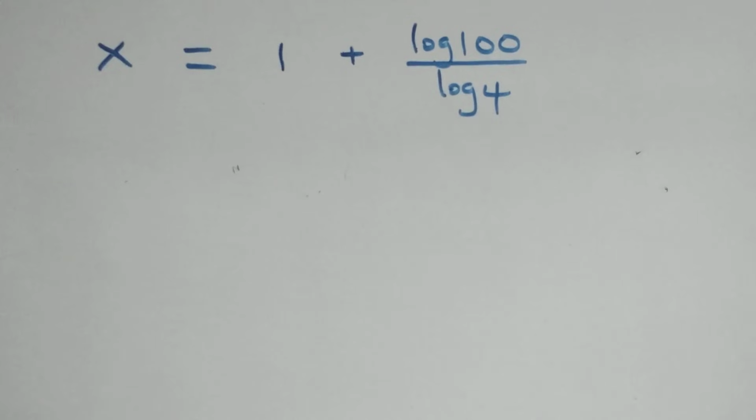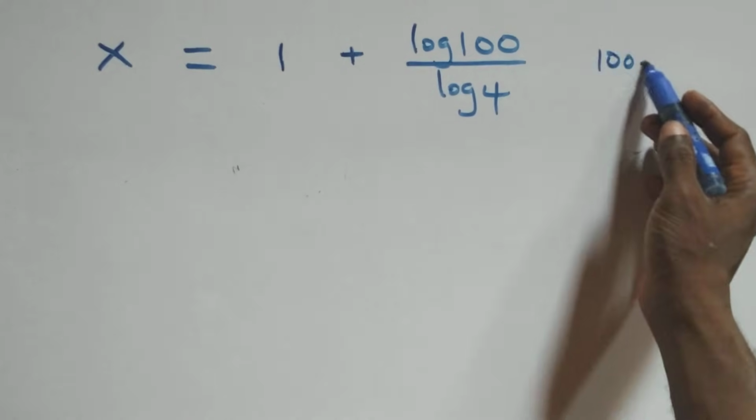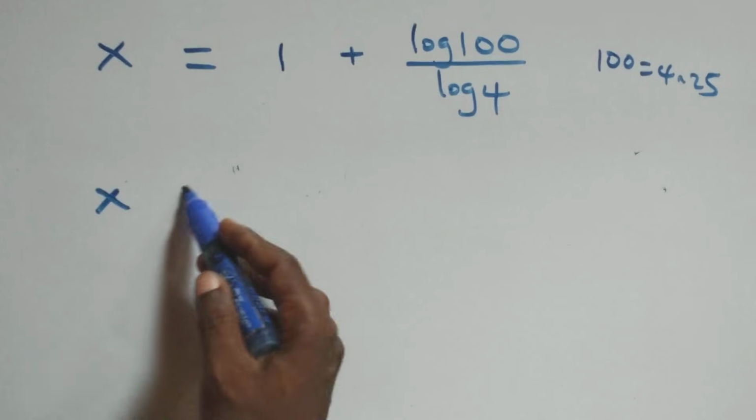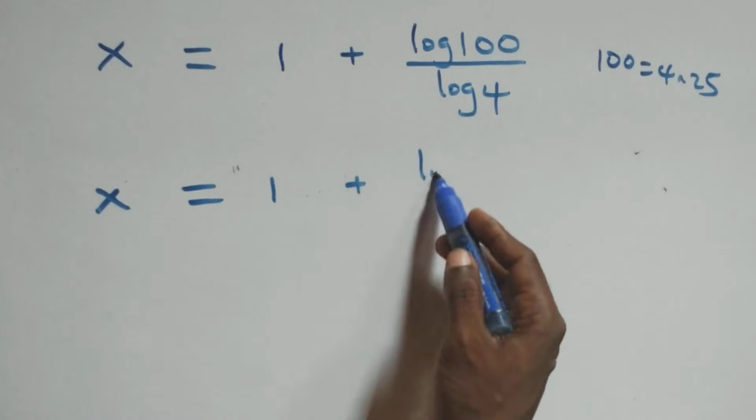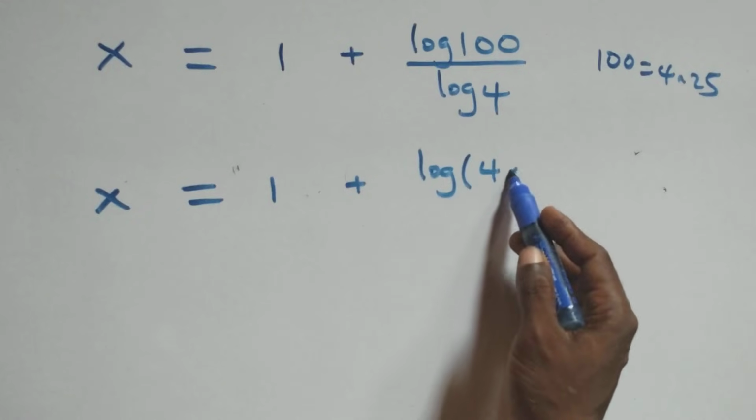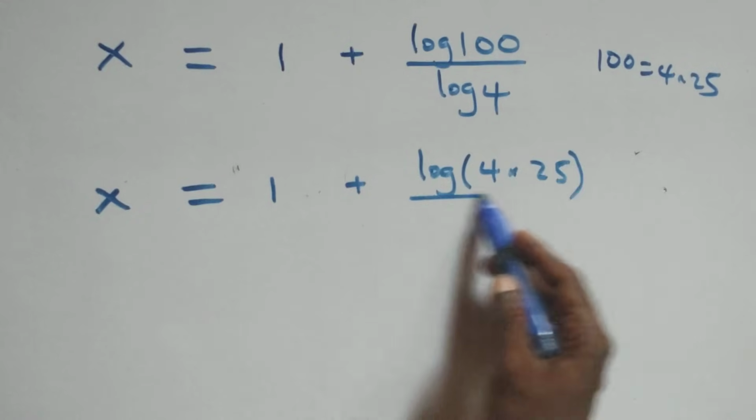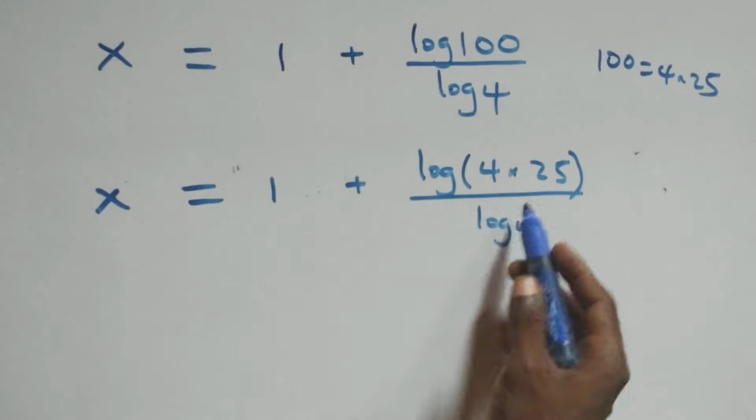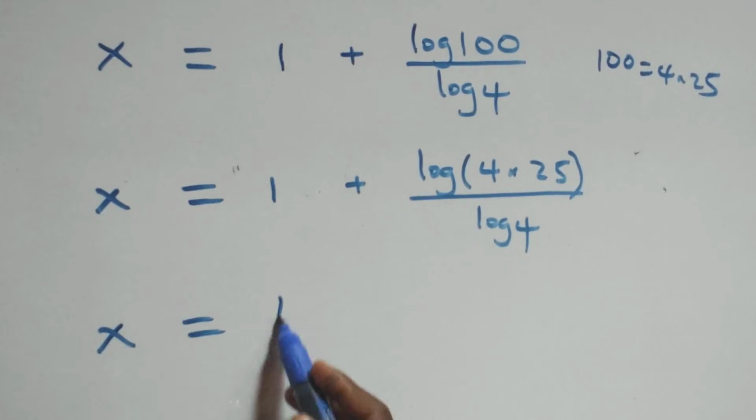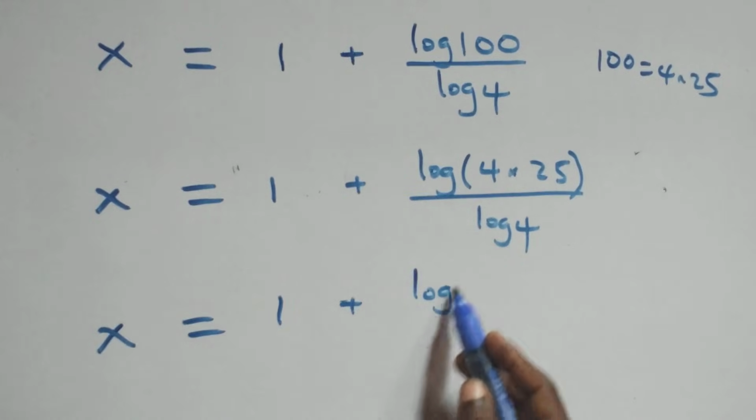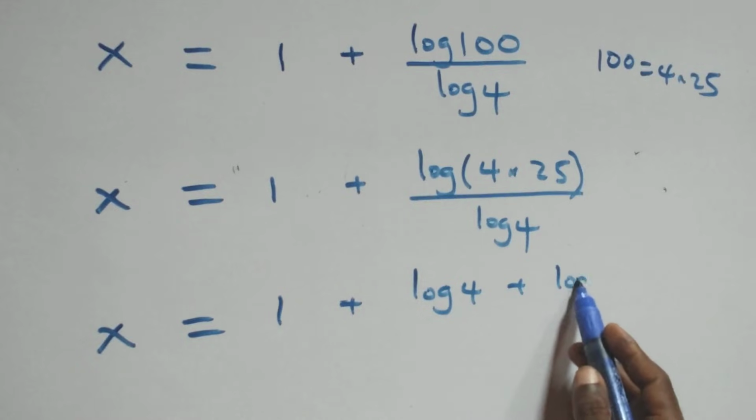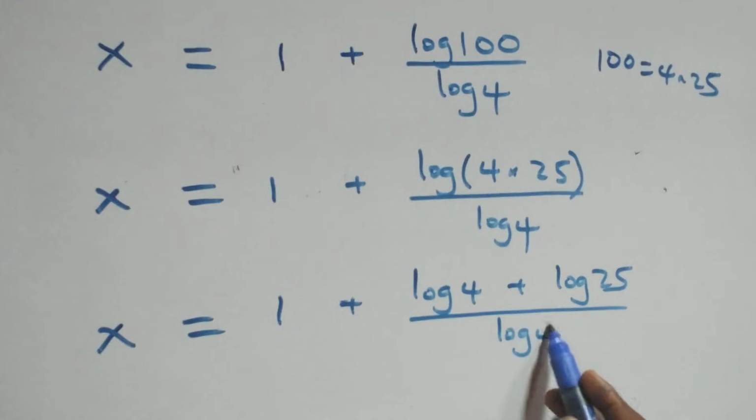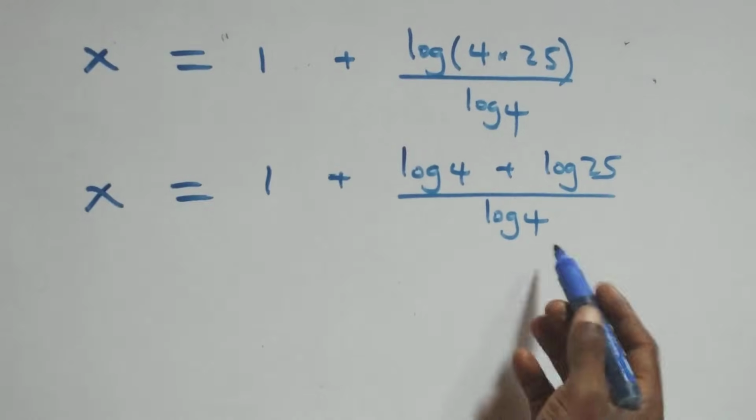Then, next step here, 100 can also be written as 4 times 25. What we have becomes x equals to 1 plus log 4 times 25 over log 4. This also follows the law of logarithm, and we have x equals to 1 plus log 4 plus log 25 over log 4. Then here we separate this into two fractions.